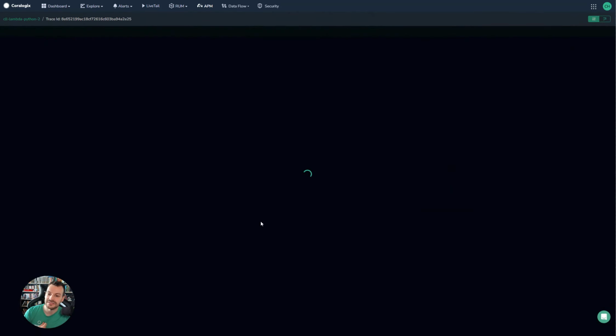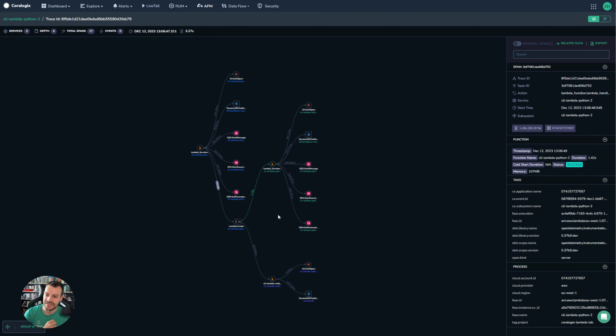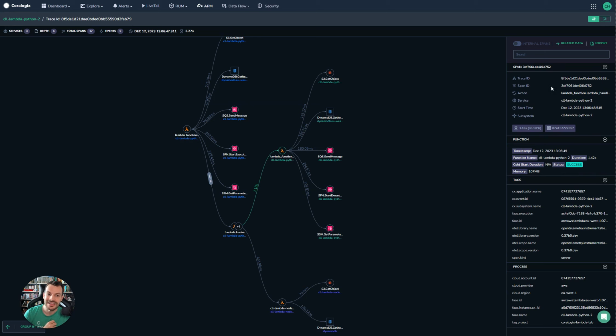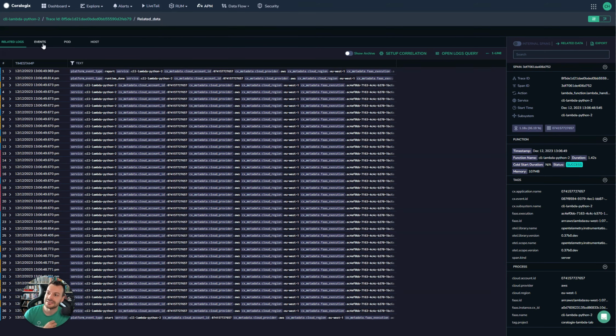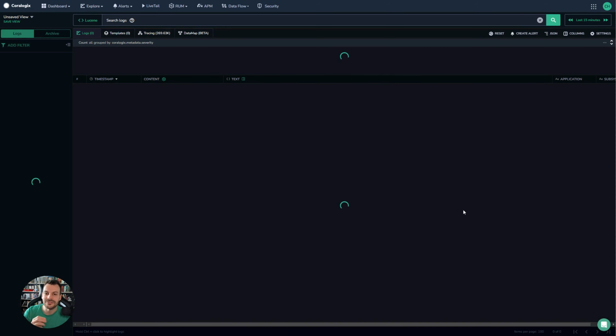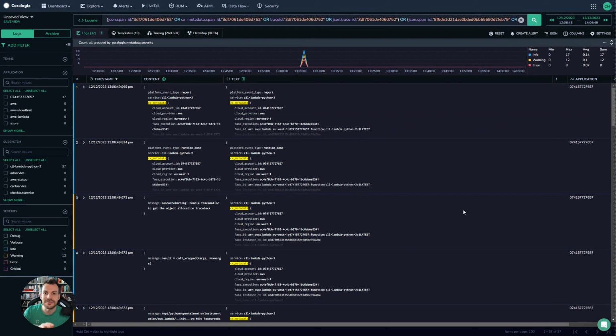So if I select one of these, I can actually break down the individual trace that happened in that particular service exchange. This is a very complex one by the looks of things. And of course, I can view the related data and look at the logs that were generated at the same time. And if I'm interested, I can open logs query. This gives a really nice insight into not just the tracing exchange, but the full data picture of what's happening in my serverless infrastructure.